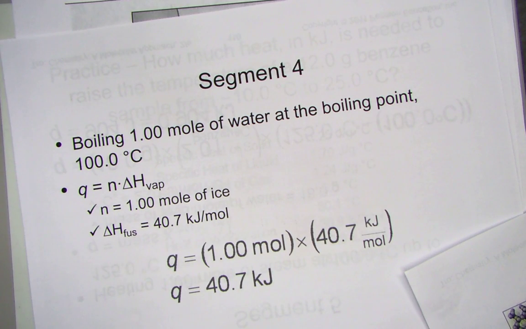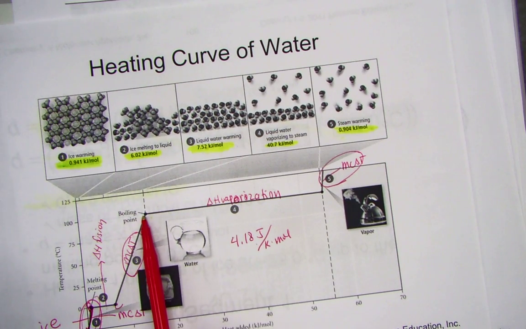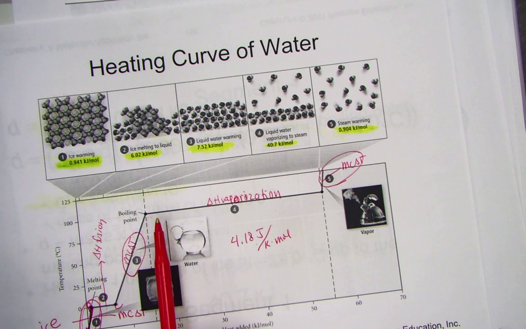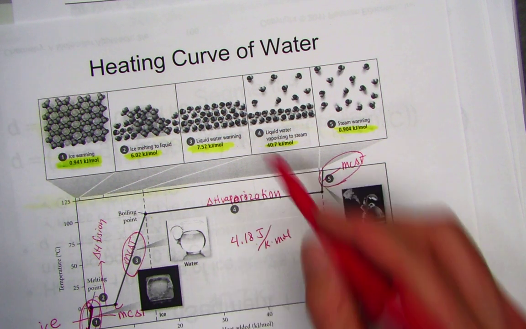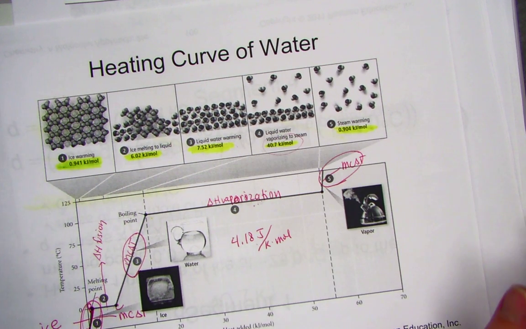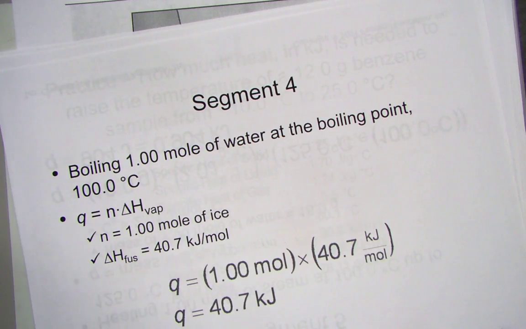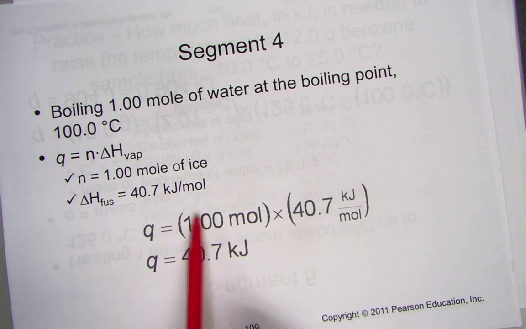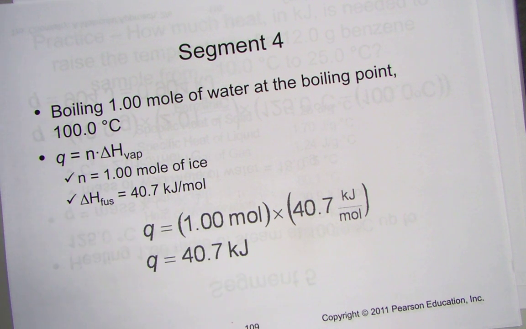Line segment 4. Go back to the graph, take a peek. Line segment 4 is the plateau. Since we are not changing temperature, we have no delta T, therefore it is not an MC delta T problem. Instead, it's a heat of vaporization. Know that value, 40.7 kJ per mole. Simple cancellation. If it's 40.7 kilojoules and we're using 1 mole, we have 40.7 kilojoules to turn liquid water into gaseous steam.